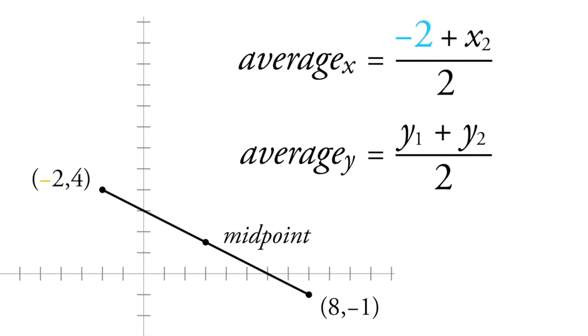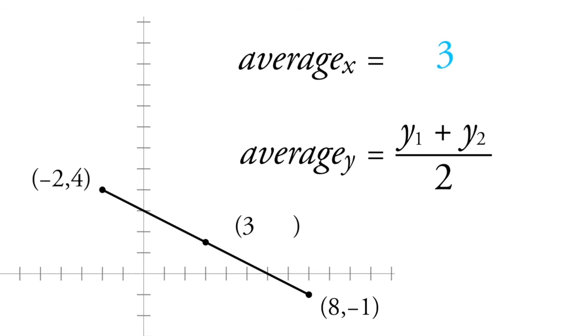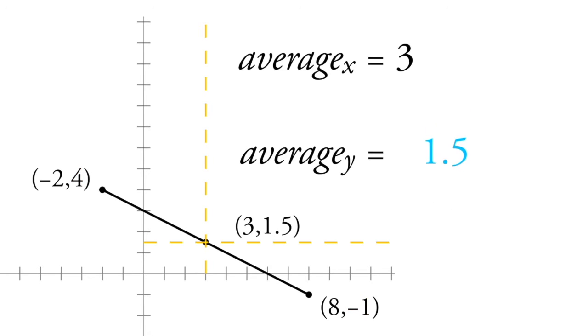So we'll take -2 and we'll add it to 8. So we'll take our two x's and we'll divide by 2. And that's going to give us 6 over 2, which is equal to 3. And that means our midpoint is somewhere along this x line. And our y value is going to be the average of 4 and -1. So 4 plus -1 over 2 equals 3 over 2 equals 1.5. All right, so we want to know if it goes through the point (3, 1.5).